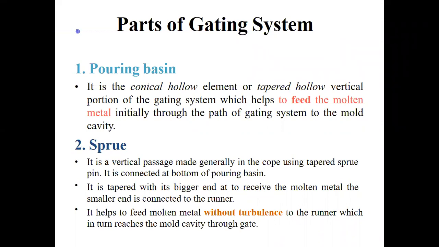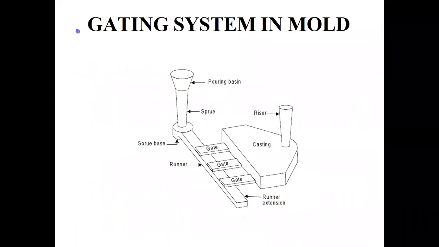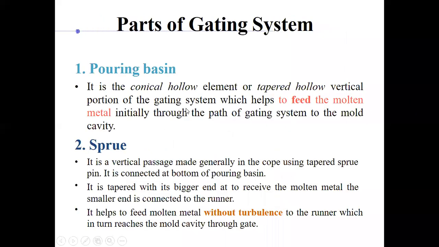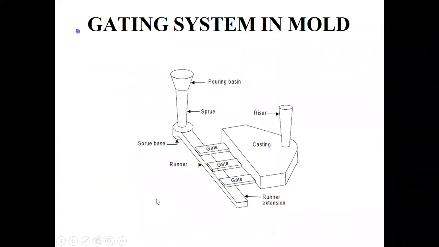Next component is the sprue. It is a vertical passage made generally in the cope, using a tapered pin, connected at the bottom of the pouring basin, as you can see. It is tapered, with its bigger end to receive the molten metal. The smaller end is connected to the runner. So it receives the molten metal and then supplies it to the runner.